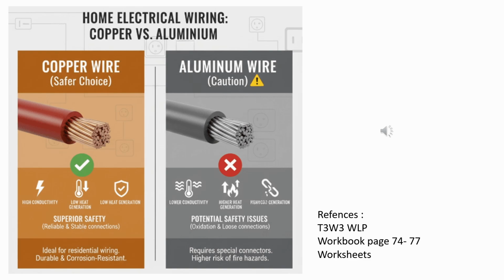Before I end the lesson, I would like to share something with you. At home, usually the electrical wiring is made with copper instead of aluminium. Why? Because copper wires are safer choices compared to aluminium wires. They are more reliable and they have stable connections. And they are durable as well as corrosion resistant in comparison to aluminium wires.